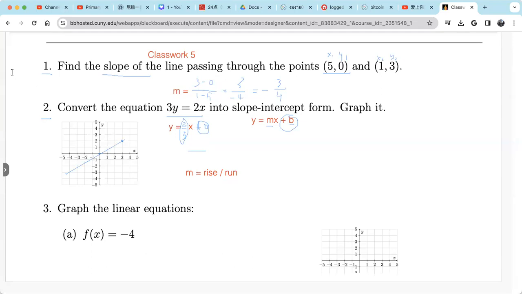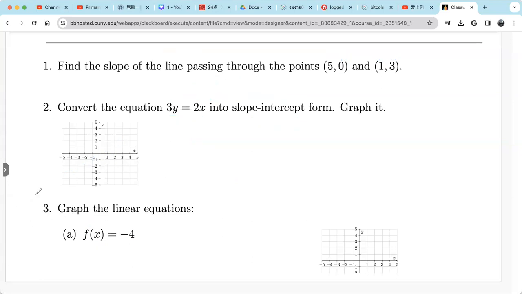Well, now let's see 3. We want to graph this linear equation. So now we use function notation. This is our old y, now f of x. In function world, we call y f of x. So f is a function in terms of x. However, this is a constant function, right? So y equals -4. Let's just find y equals -4 first.